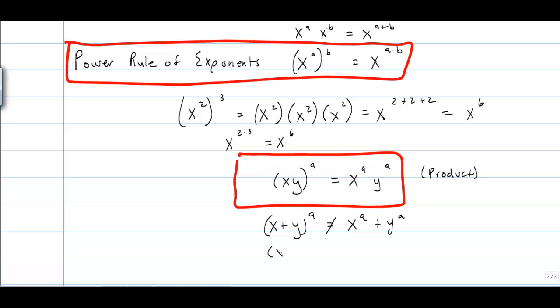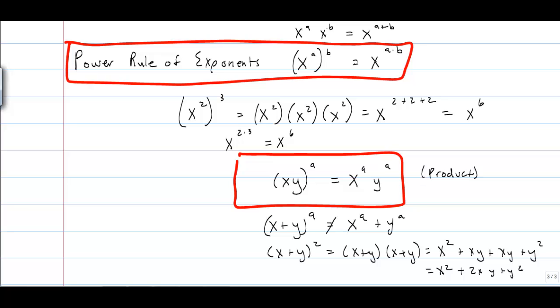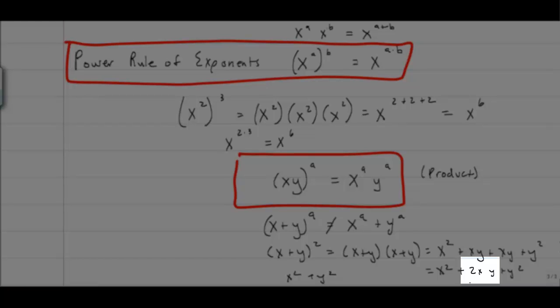We can kind of see this with raising something to the 2nd power. You should all be familiar with this. A lot of times people call this the FOIL method. You do the first terms, you multiply the outer terms, you multiply the inner terms, and then you multiply the last term. So you end up with x squared plus 2xy plus y squared. And you can see if I had just said this was x squared plus y squared, I would not get the right answer because I'd be missing that 2xy term in the middle.